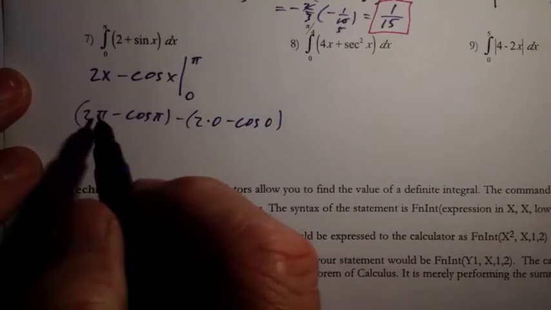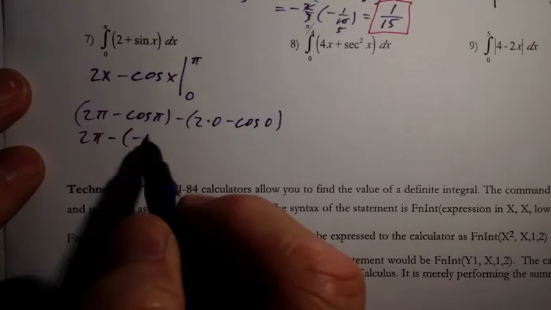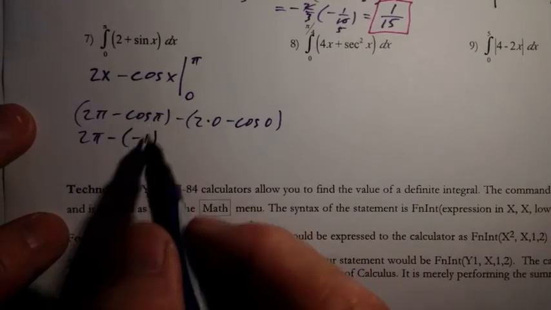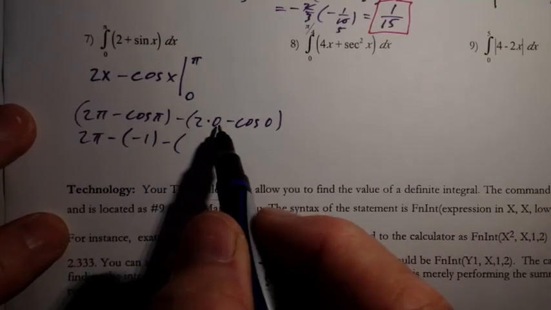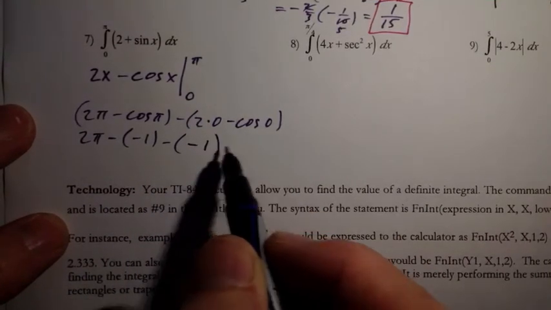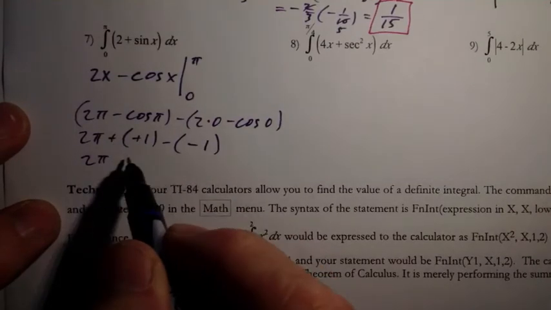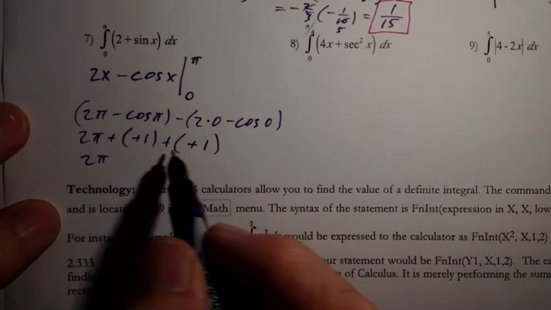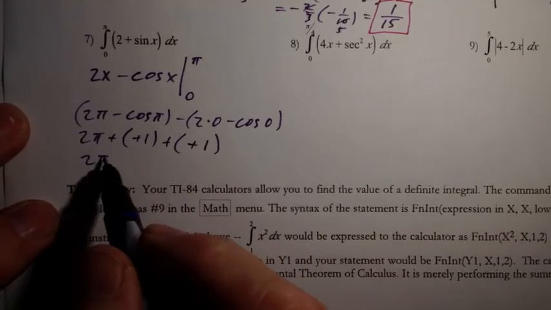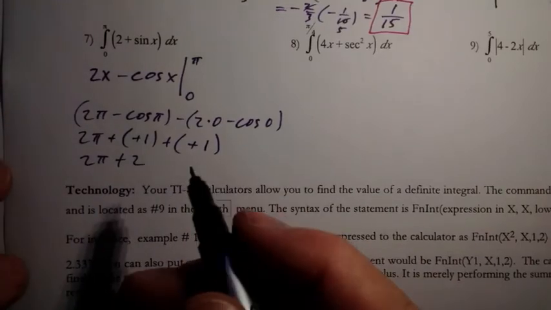Okay? So I'm going to write 2 pi minus, I'm going to use parentheses because I'm a good student. Cosine of pi is negative 1, minus 2 times 0 is 0. We have a minus sign in front of cosine of 0, which is 1. So I have 2 pi, minus minus is plus plus. So we have 2 pi plus 1, which is plus 2.